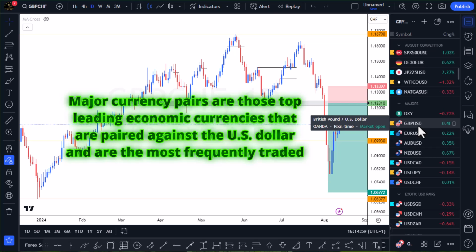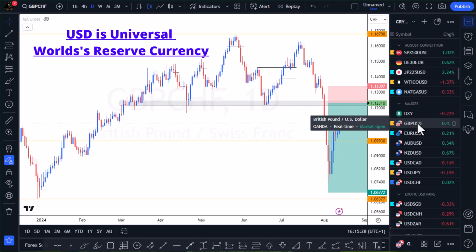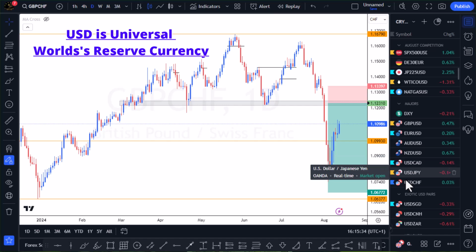The major currency pairs are currencies of the top leading economies of the world paired against the USD, which means the USD is dominating. The USD is the world reserve currency. So other top leading currencies of the world are paired against the USD. Whenever top leading economic currencies are paired against the USD, we have majors in the forex market. The first on the list is the USD, the dominating currency, the reserve currency of the world. Next, we have other top leading economic currencies.